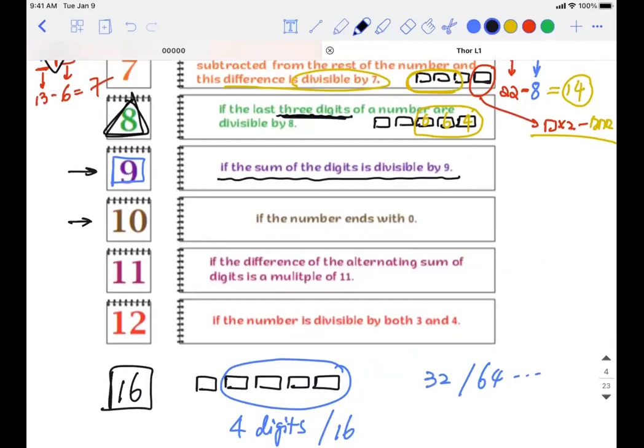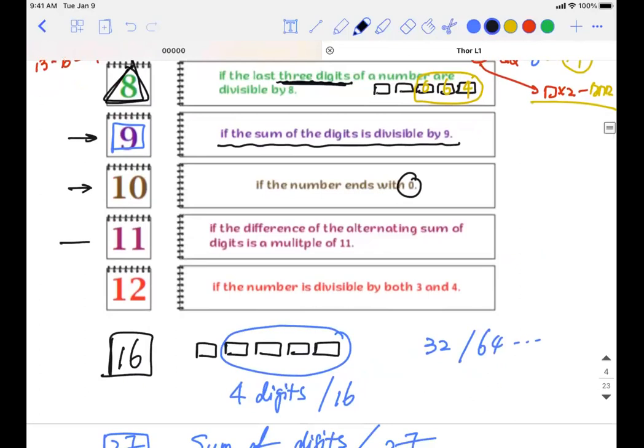Divisible by 10, that one is easy, right? A number ending in 0 will be divisible by 10. That one is easy. But what about 11? What about 11? This part is going to be something new. You need to basically learn this. What is the property for a number which would be divisible by 11?